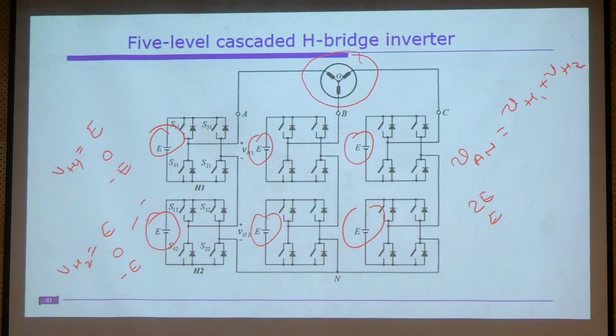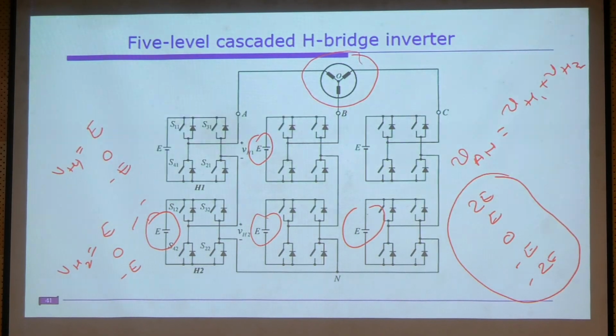Okay. So in this way you can get E, minus E, and minus 2E voltage. So you can get the 5 levels in the phase voltage, right? This structure is highly modular and scalable. How to increase it to 7 level? Just add one more H bridge, and you can increase it to 7 level. That's all, right? Understood? Whereas in diode clamped, that is not possible.